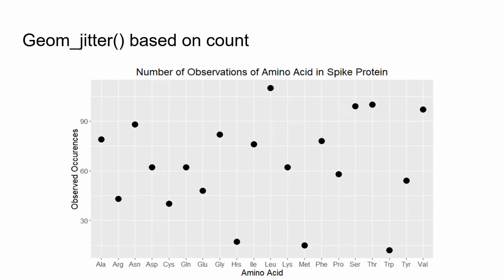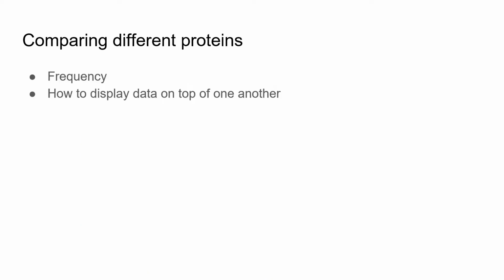Now, here we have the same data in a dot plot format, specifically genome jitter. So this expresses the exact same information, but here it's providing a point rather than a bar. So it could make it a lot easier to compare this specific amino acid counts within the spike protein to possibly other proteins.